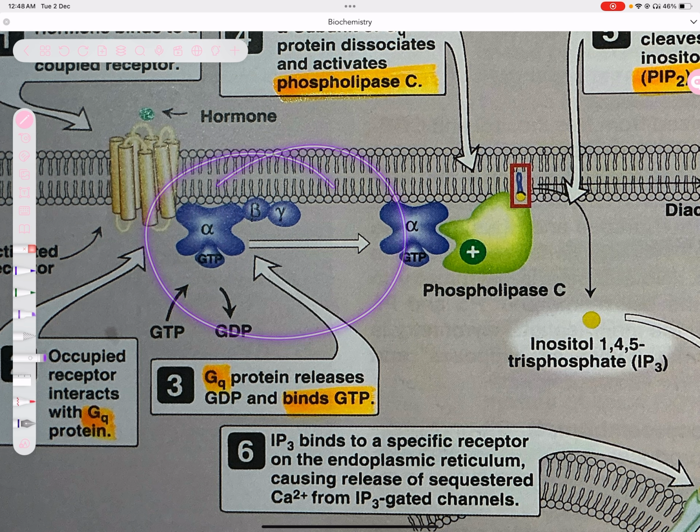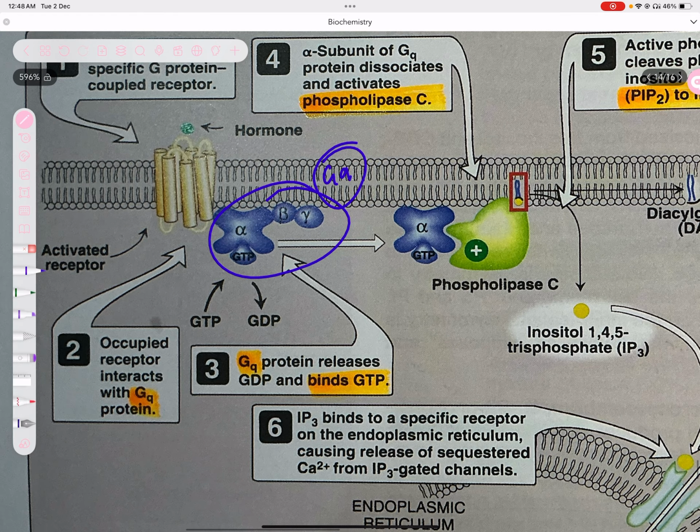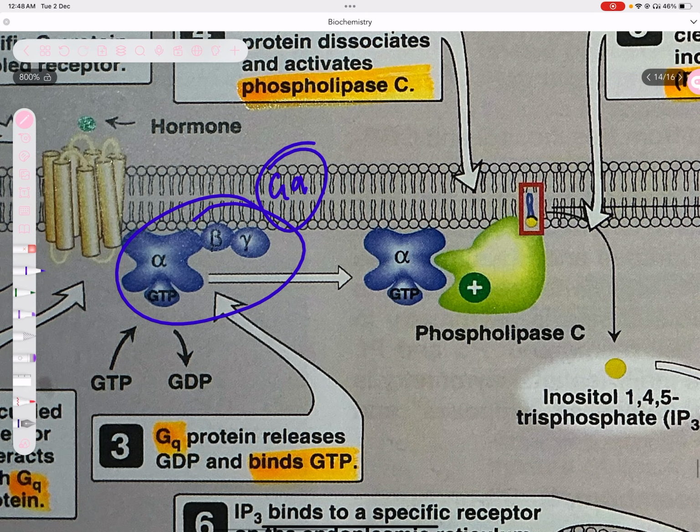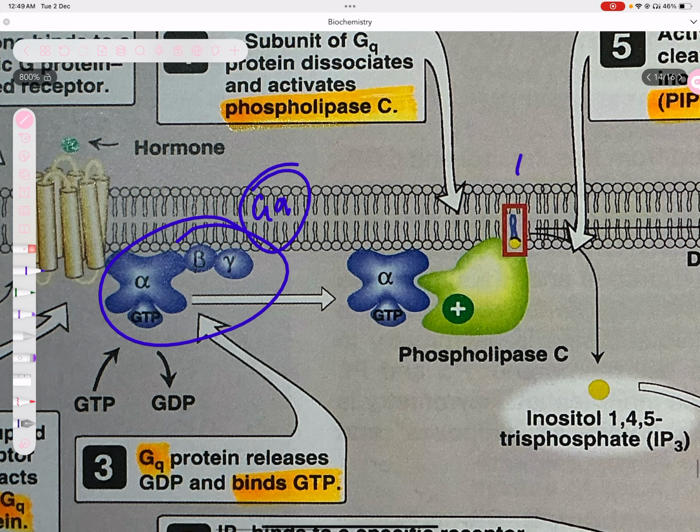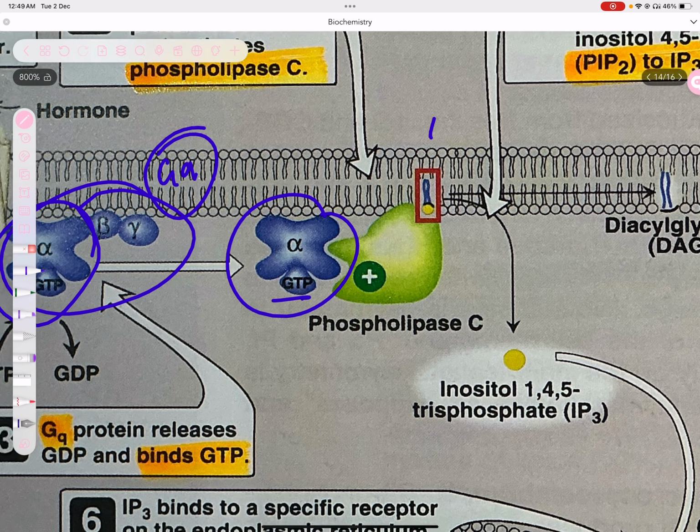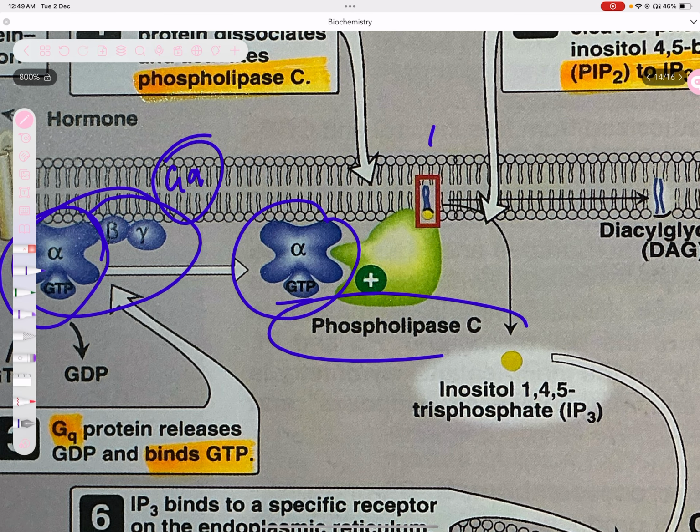And this entire G protein phospholipase system is Gq. Normally, in the other cAMP cycle, we had what? We had Gs and Gi, which were stimulatory and inhibitory. Here you have Gq. So what will happen after some time is that this is going to dissociate. The alpha subunit is going to take the GTP, they'll dissociate, and they'll go to a very important enzyme, phospholipase.